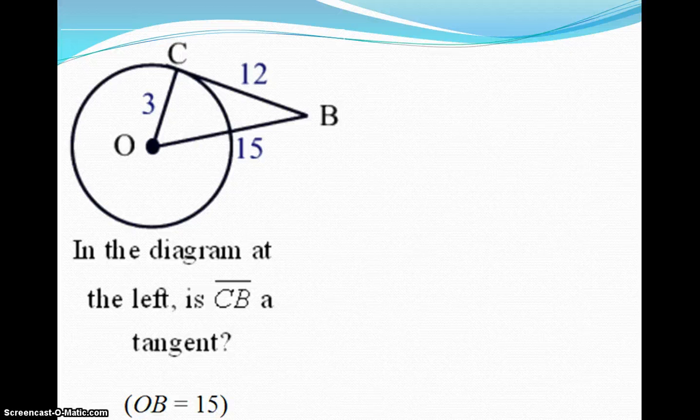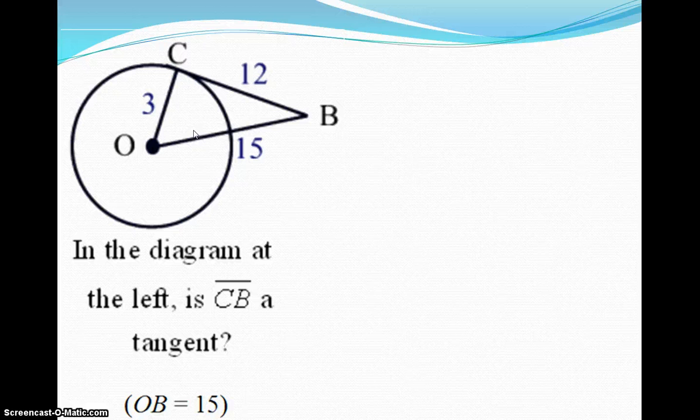Next one I'd like to ask is basically, is CB actually tangent to this circle here? Is it tangent to the circle? So in the diagram at the left, we want to know if it is, based off of the information that's given to us, knowing that this is 3, knowing that this is 12, and noticing that this is 15.